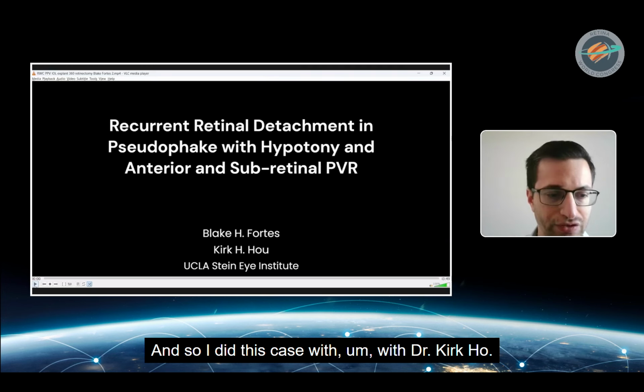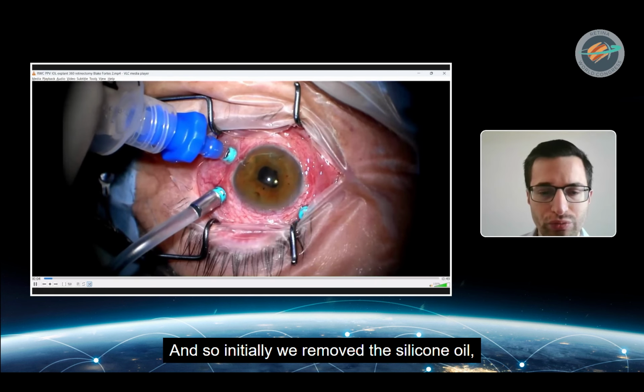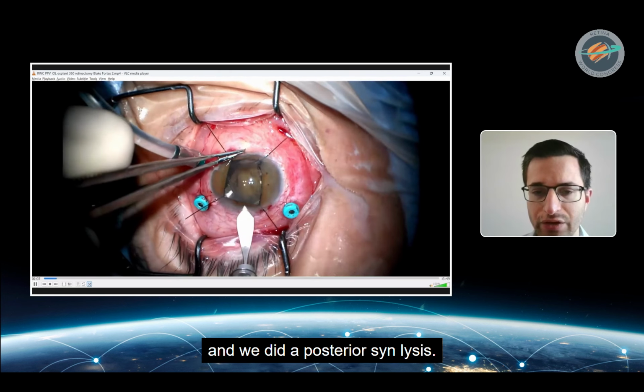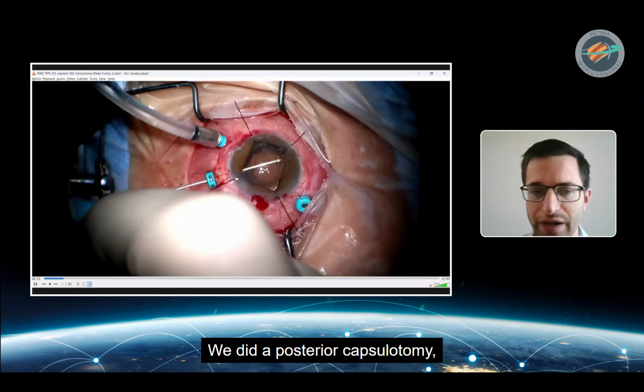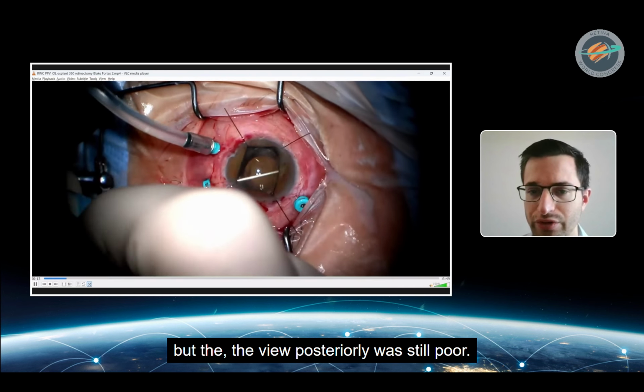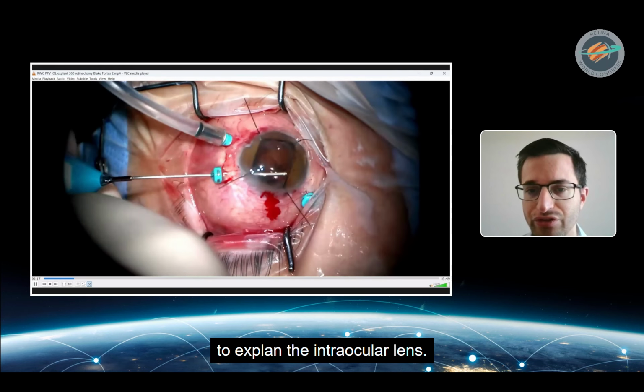And so I did this case with Dr. Kirk Ho. Initially we removed the silicone oil and we did a posterior synechial lysis. There was a very small pupil. We did a posterior capsulotomy, but the view posteriorly was still poor. And so then we made the decision to explant the intraocular lens.